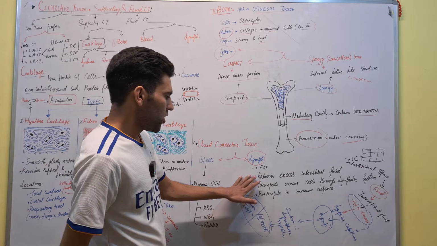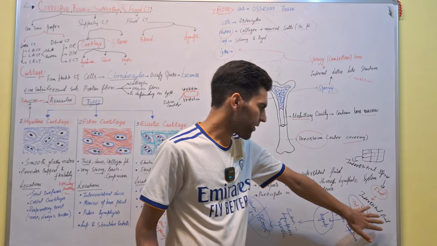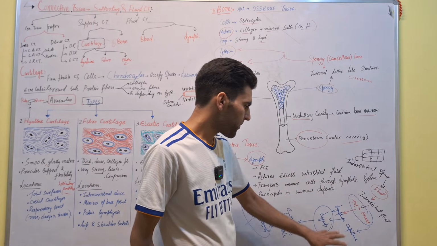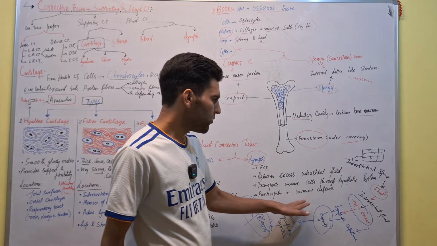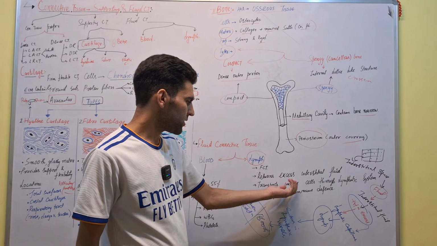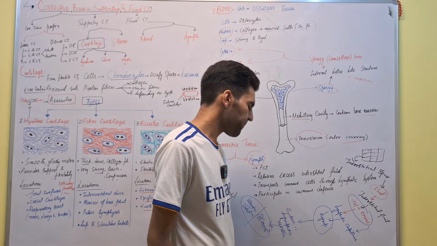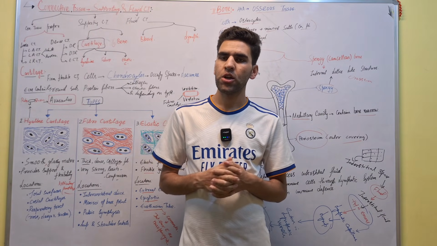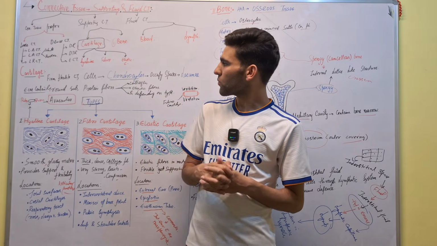What I have written here, that is, it returns excess interstitial fluid, I have already told you. Then it transports immune cells through the lymphatic system. This interstitial fluid also contains some immune cells. So when it transports these immune cells, we say it participates in the immune defense as well. So that was it for today's lecture. Now we have completed the connective tissue. In the next, we are going to discuss nervous tissue or muscle tissue.